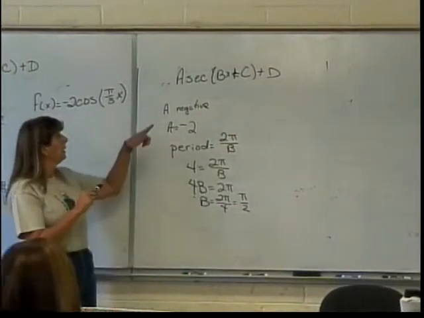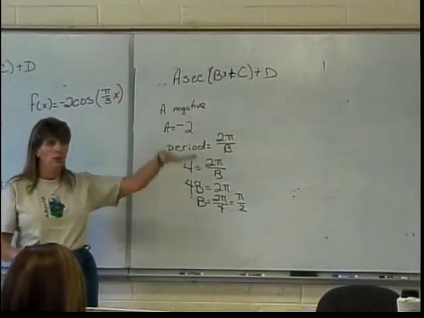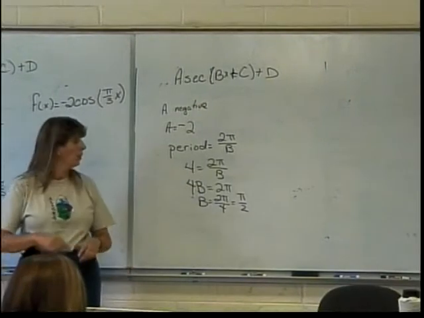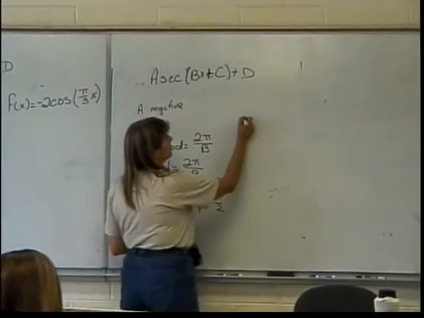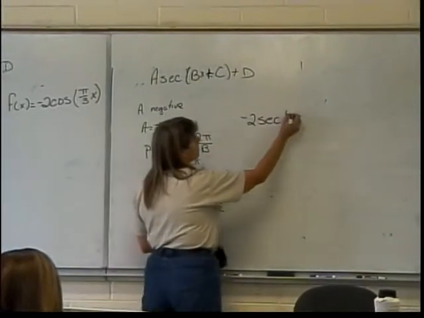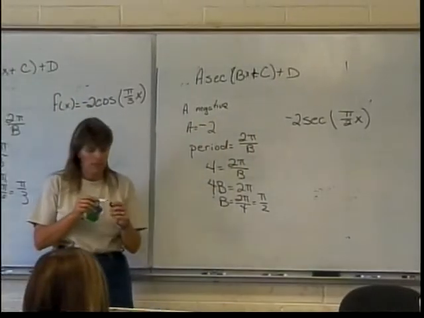Now, since I made it a negative for my a, I don't have a phase shift. Am I shifted up or down? Nope. So I can write this as negative 2 secant of pi over 2 x. How would you know if you're shifted up or down?